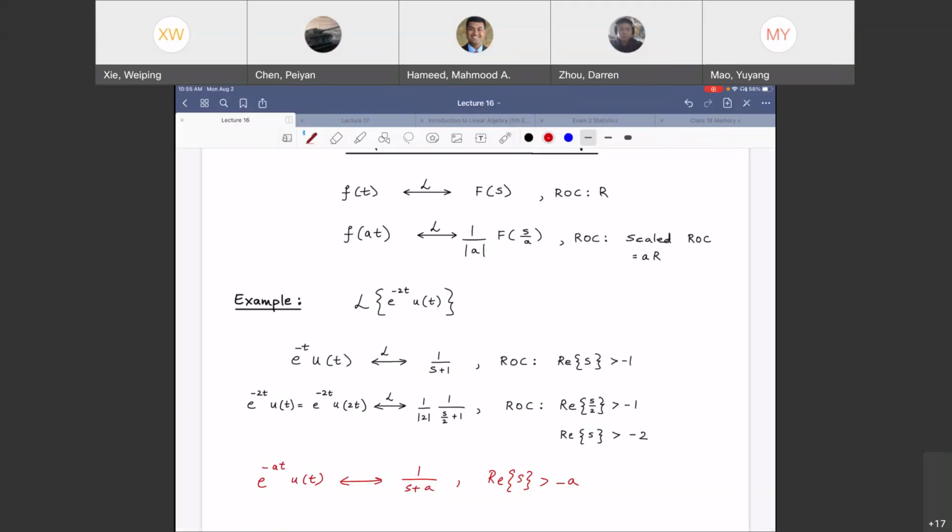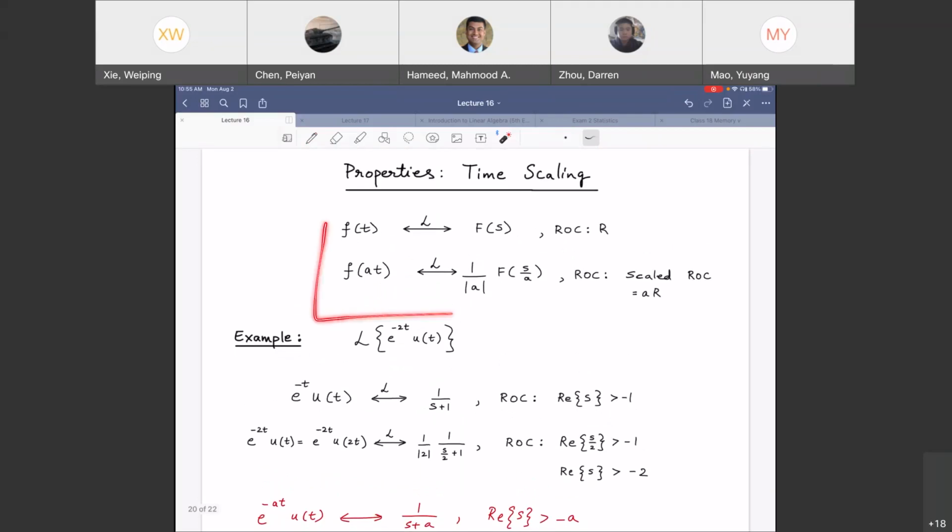Oh, it cannot be time flip, right? Because you are not flipping u of t. If you want time flip, then all t's should become negative t's, because only then you become left-sided from right-sided. Yeah, from the, here. Oh, for here. Okay, yeah.